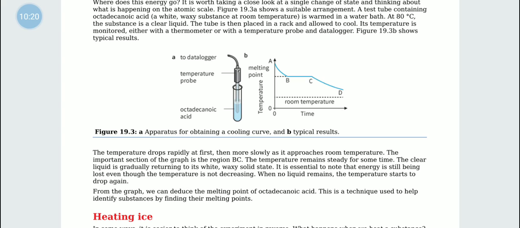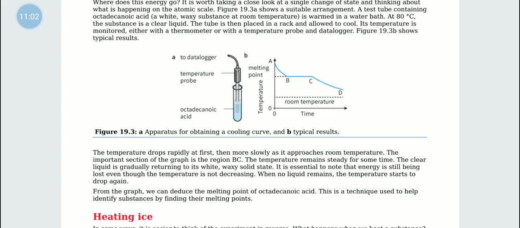When the temperature remains constant, we know that that particular temperature is the melting point of the material. In this situation, we have taken octadecanoic acid, and its temperature remains constant between B and C. So that fixed temperature is the melting point of octadecanoic acid. That is a technique that you can use to find the melting point.